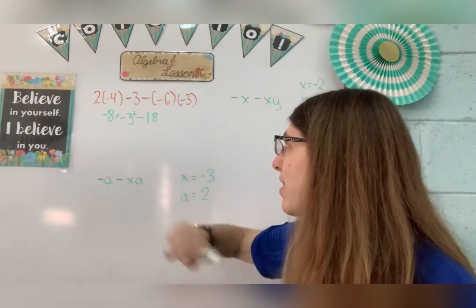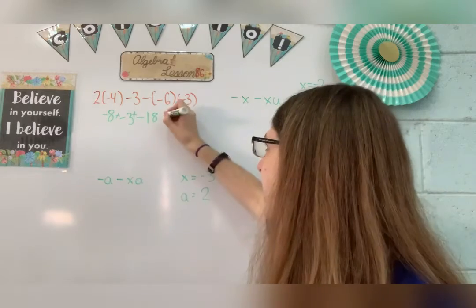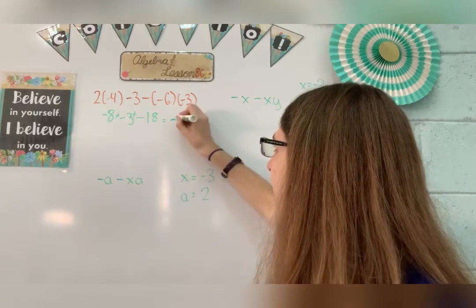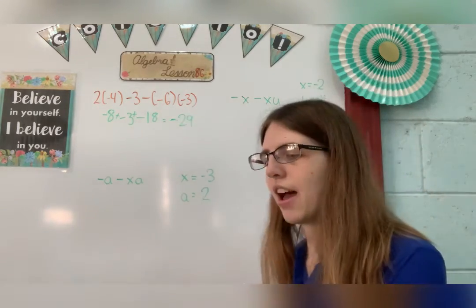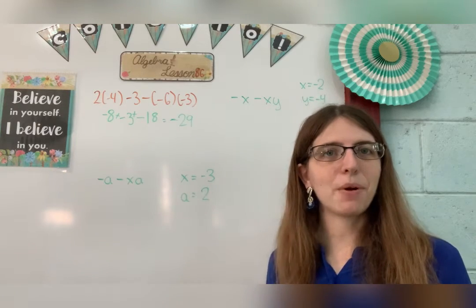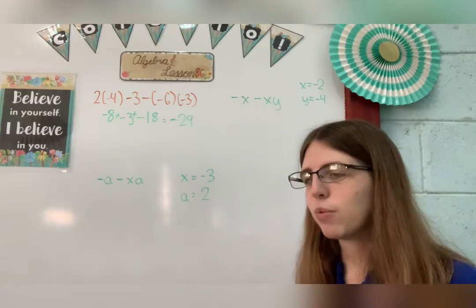8 plus 3 is 11. 11 plus 18 is 29. So it's a -29. Okay? Simple, right? All right, let's do some evaluation.